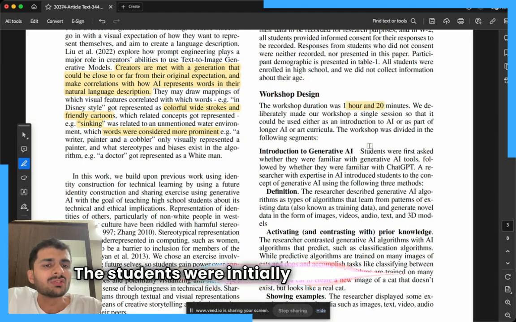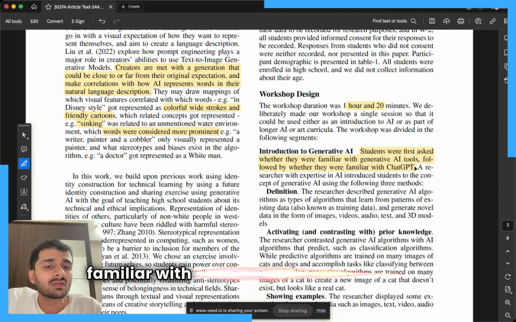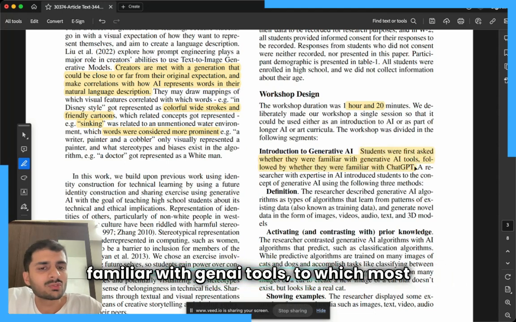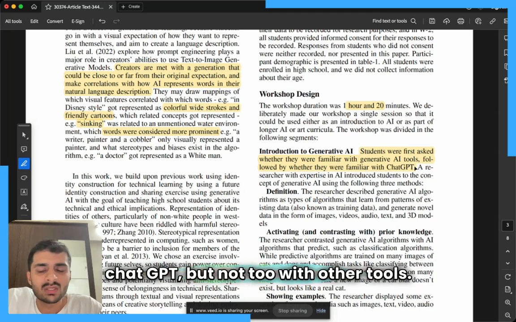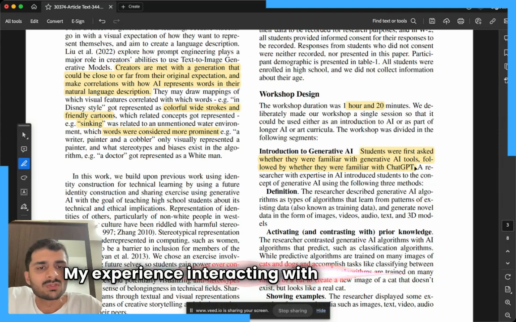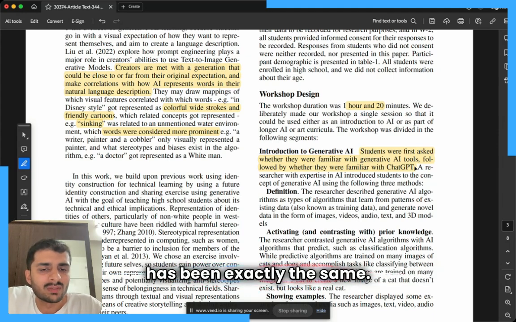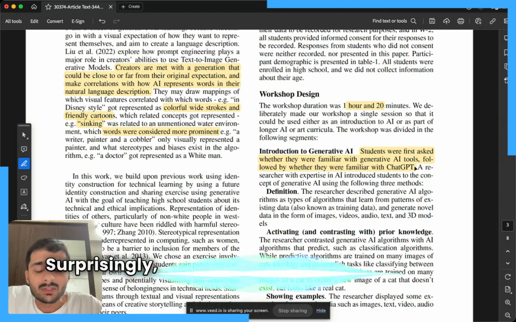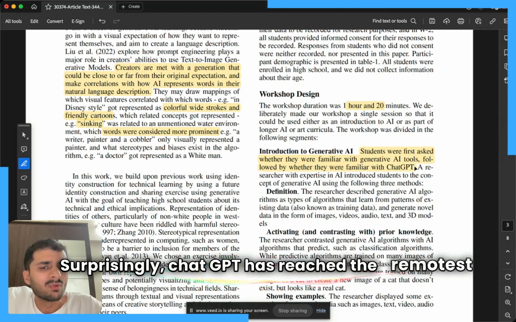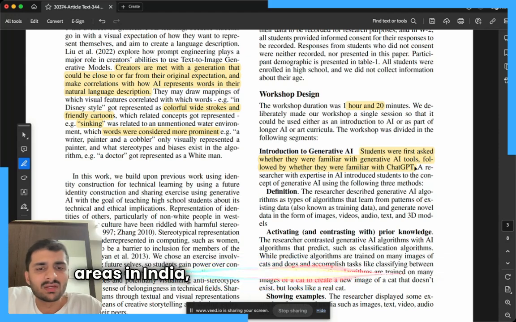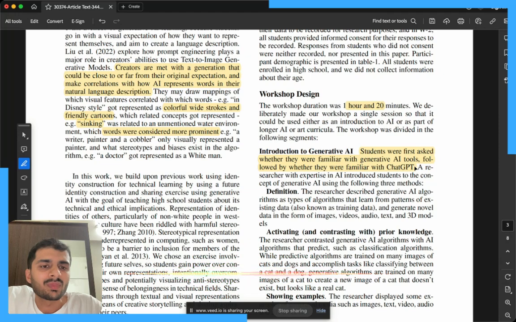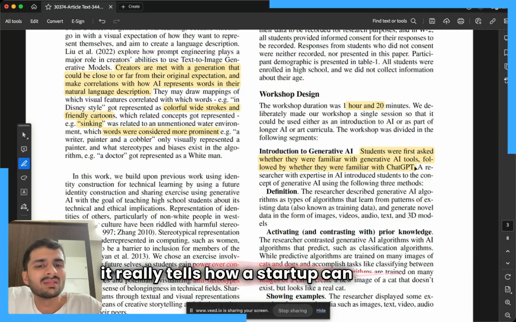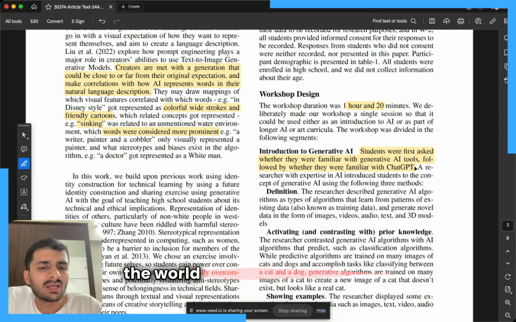The students were initially asked if they were familiar with Gen AI tools, to which most of them replied that yes, they were familiar with ChatGPT but not with other tools. My experience interacting with school students has been exactly the same. Surprisingly, ChatGPT has reached the remotest of areas in India, which is quite interesting, and it really tells how a startup can impact the world at a much larger scale.